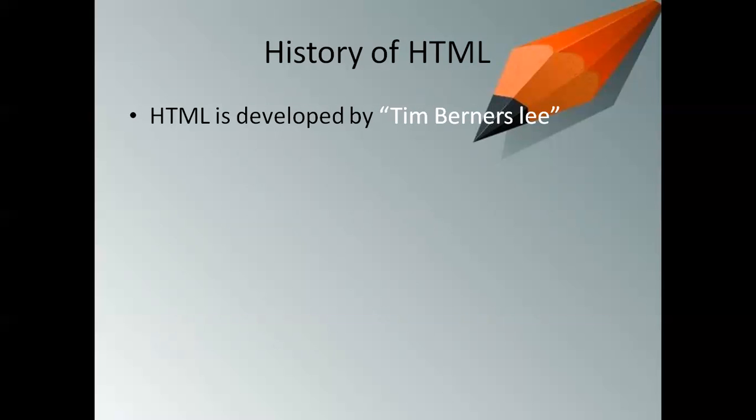HTML is developed by Tim Berners-Lee. The scientist, or the software engineer, is Tim Berners-Lee, and it was developed in late 1993. The process actually started from the 1940s when the internet was flourishing. It was getting very popularized, and gradually people started to share files, and then there was a need for such programs. So this started from the 1940s, and then the HTML language was developed.